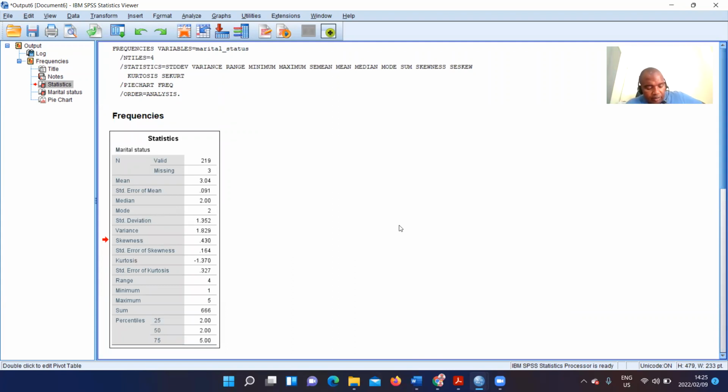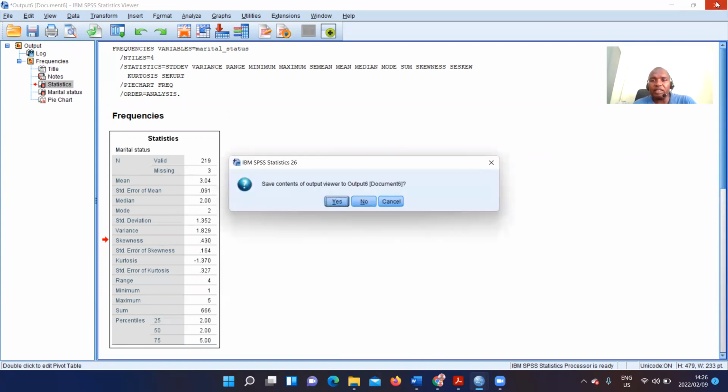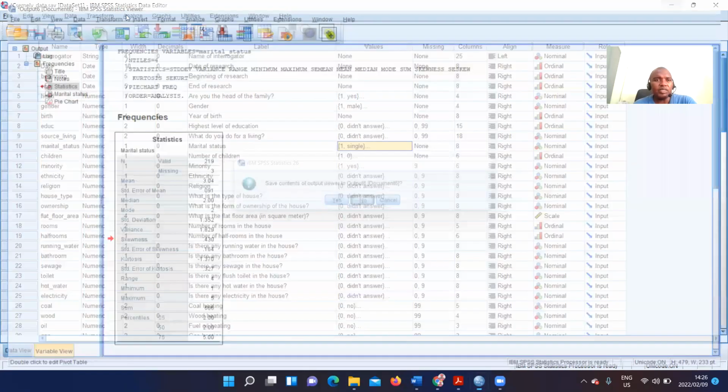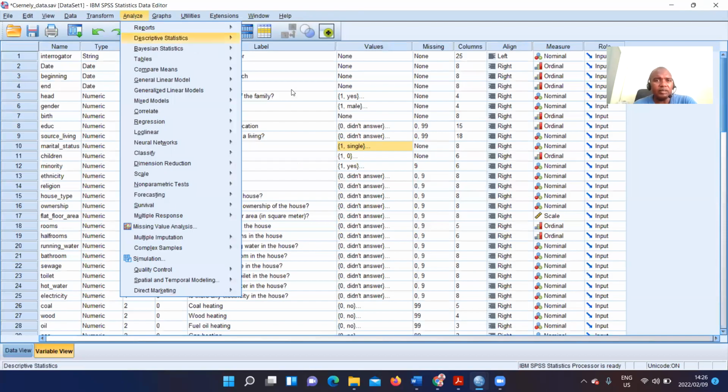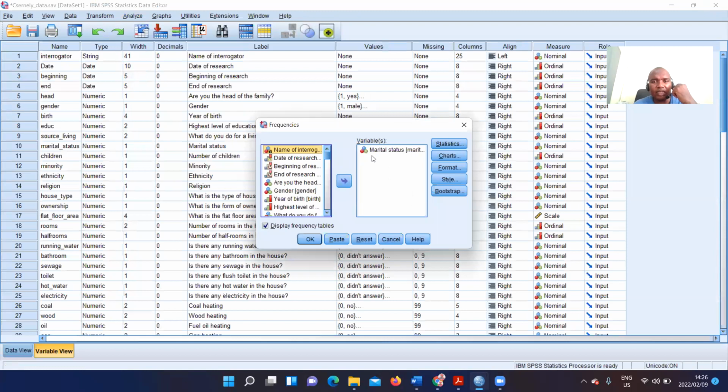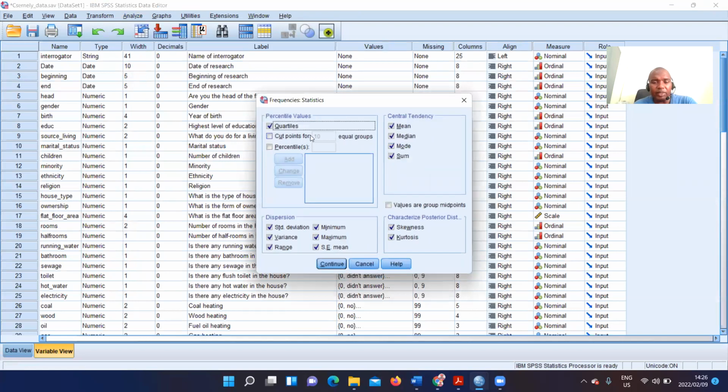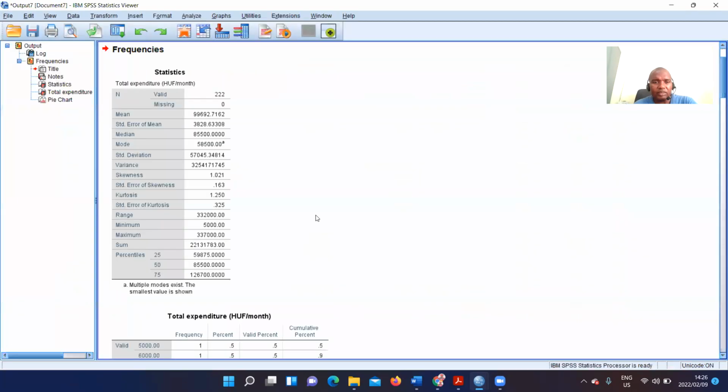So depending on the item that you are analyzing in your questionnaire, it might not necessarily be marital status. It might be something else, maybe more informative, like total expenditure. We take in the total expenditure of households on different things in Hungarian forints. You may be interested in calculating all of these things on total expenditure.